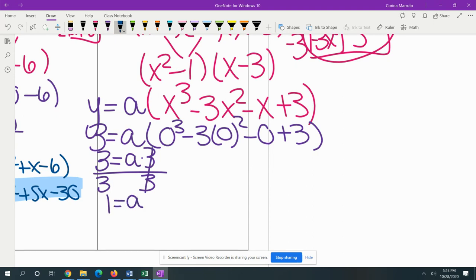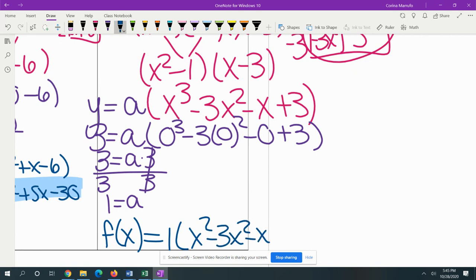So when we write our function, we're distributing 1 to x cubed minus 3x squared minus x plus 3. But you end up with the exact same thing, so I'm just going to erase it and not rewrite it. There you go.